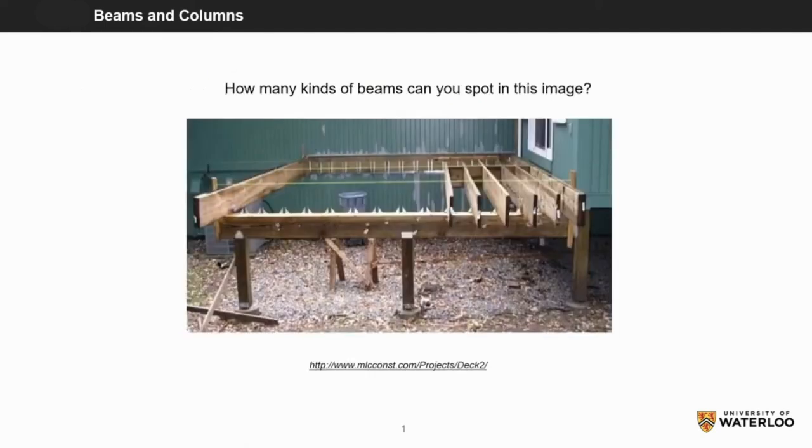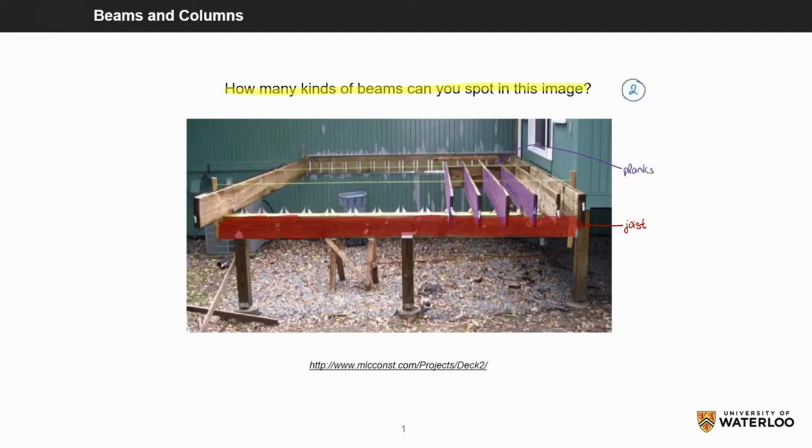This first example shows a wooden structure. Take some time and pause the video here and identify how many types of beams are in this example. The first type of beam is the joist, running horizontally along the structure, which I have colored in red. The second type of beams are the wooden planks resting on top of the joist, that are colored in purple. So there are two types here.